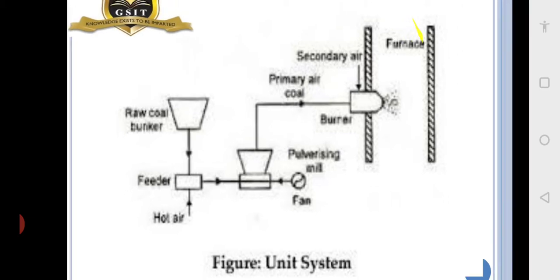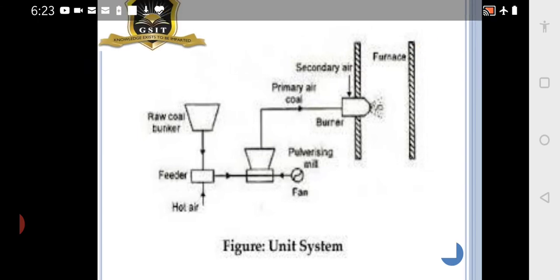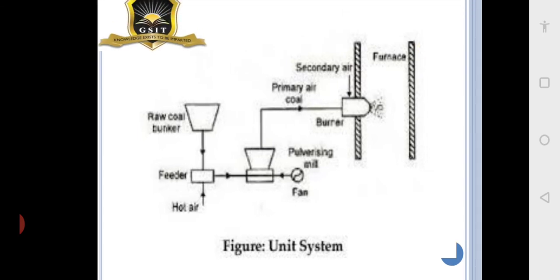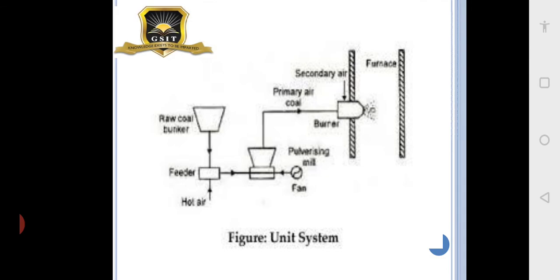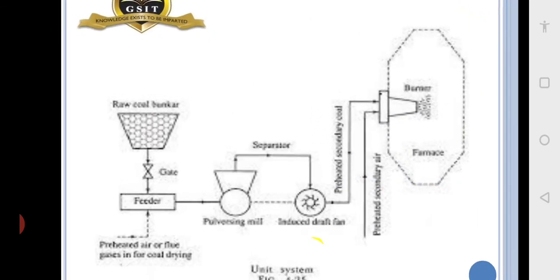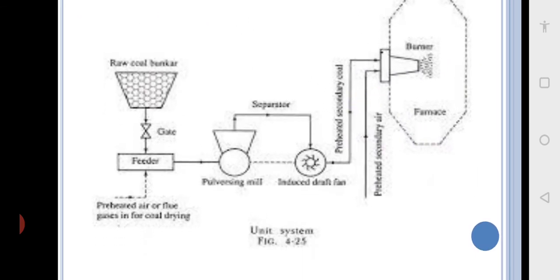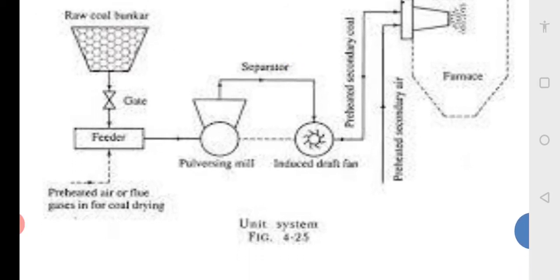Okay, this is known as unit system, because here for each unit of the burner you have got the entire system like bunker, feeder, pulverizer, and single burner. This becomes a unit system. Okay, but we will again see the unit system in detail.